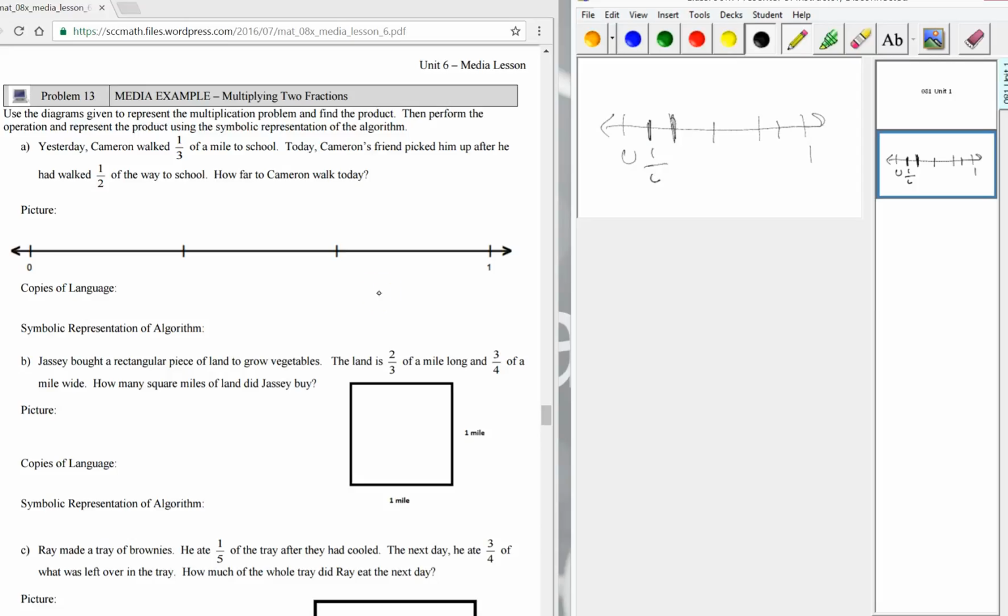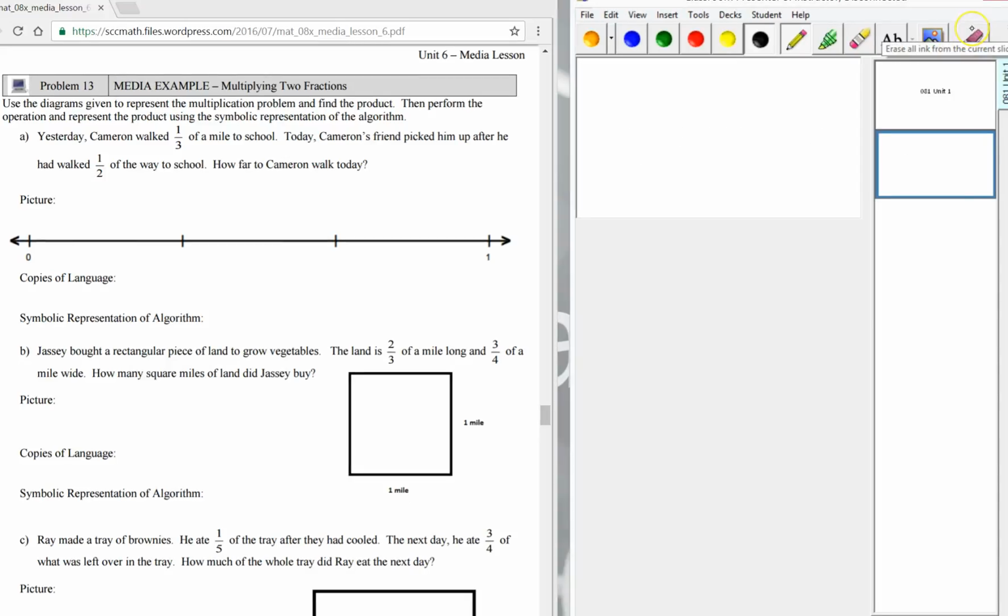Then we can look at an example with area. These come up a lot. And we also have some Math AS problems that help them visualize this idea. Okay, so Jesse bought a rectangular piece of land. The land is 2/3 of a mile long, 3/4 wide. How many square miles did he buy? Okay, so we have 2/3. Okay, and notice it says 1 mile by 1 mile. So we're using a unit of 1 square mile.